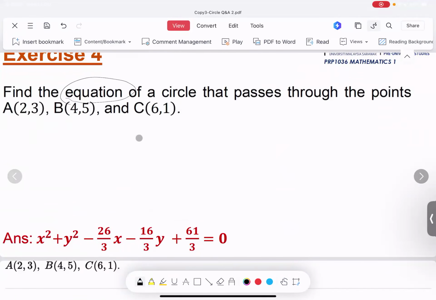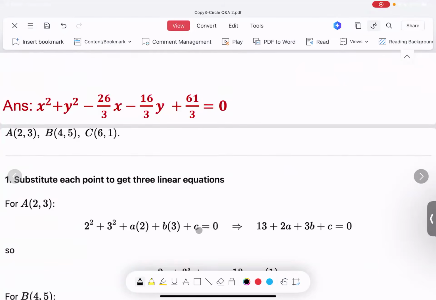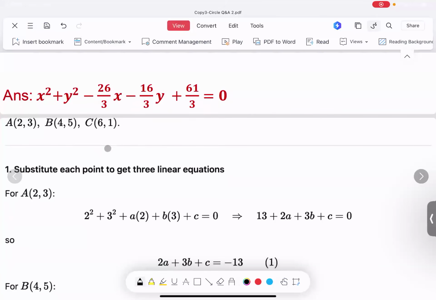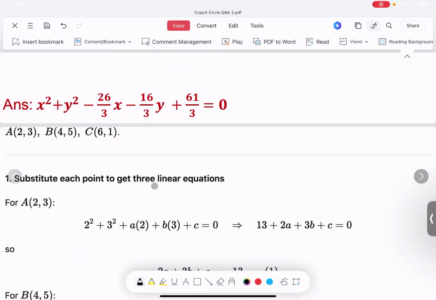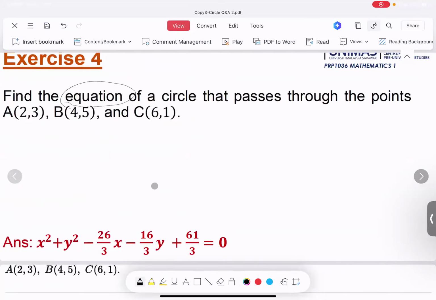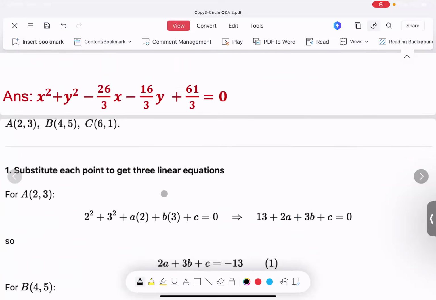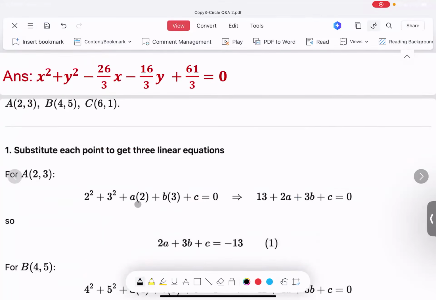Passes must touch on these 3 points. So this is the equation. Okay, first step, we write down the coordinate. Okay, so we try to put this coordinate into this 2 square plus 3 square plus A plus B, 3 plus C. What is this? We are going to substitute into a formula of a circle first, okay?